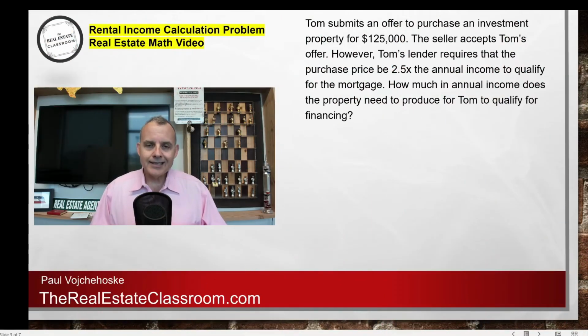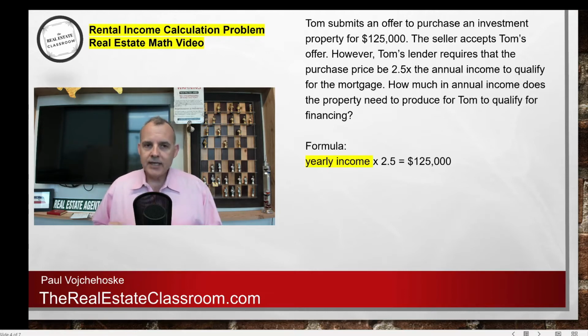Our practice exam test question says Tom submits an offer to purchase an investment property for $125,000. The seller accepts Tom's offer. However, Tom's lender requires that the purchase price be 2.5 times the annual income to qualify for the mortgage. How much in annual income does this property need to produce for Tom to qualify for financing?